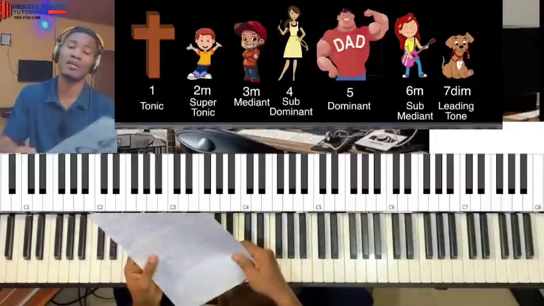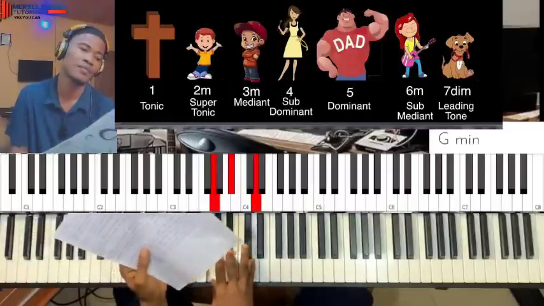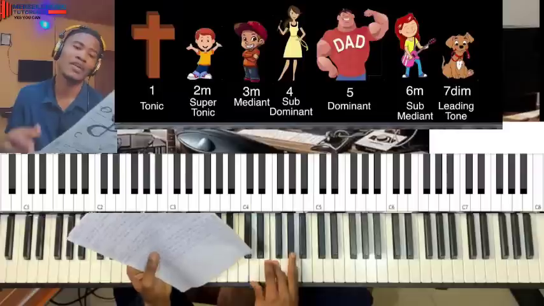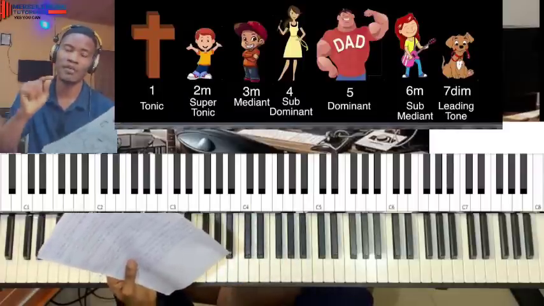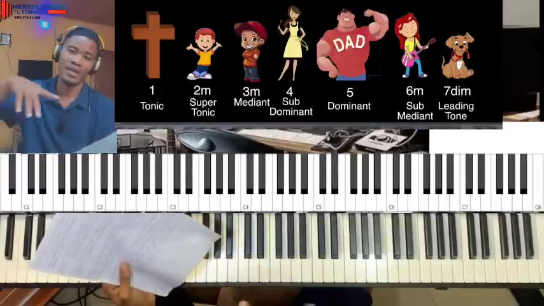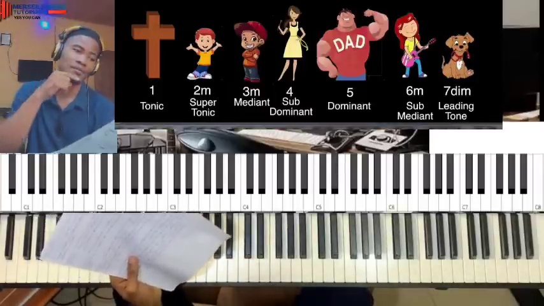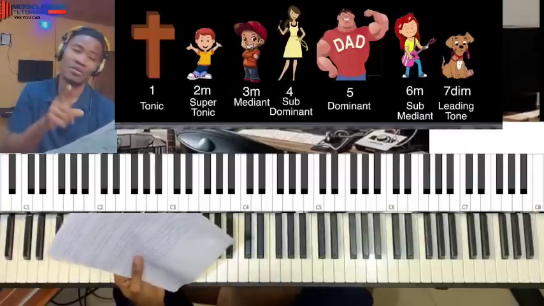Now, we're going to talk about the minor chords. We just talked about the major chords. Now, the chords 2, 3, and 6 are minor chords. Minor chords are written with a very small m, while major chords are written with a big uppercase M. The minor chord will start with a small letter, while the major chord will start with a big letter.